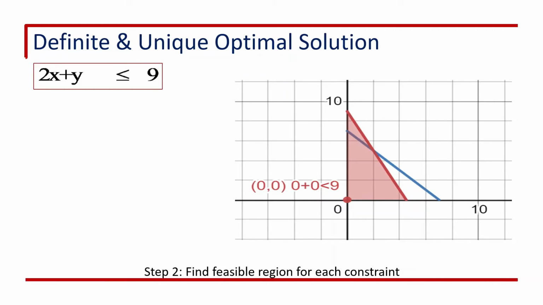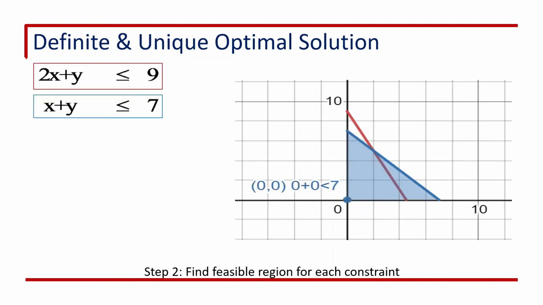So it satisfies the constraint, and the feasible region for this constraint will be the region from the line towards the point (0, 0). Both the variables should also be positive, so the feasible region is restricted to the x and y axis only and shown in the red color.